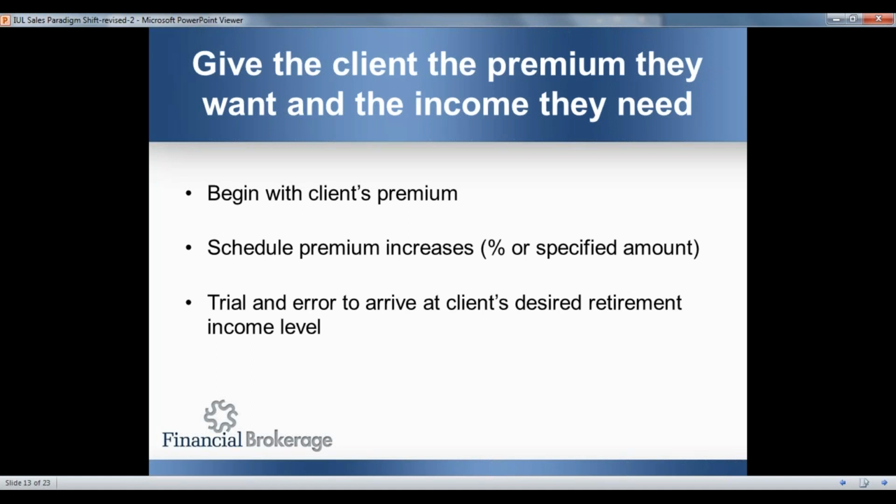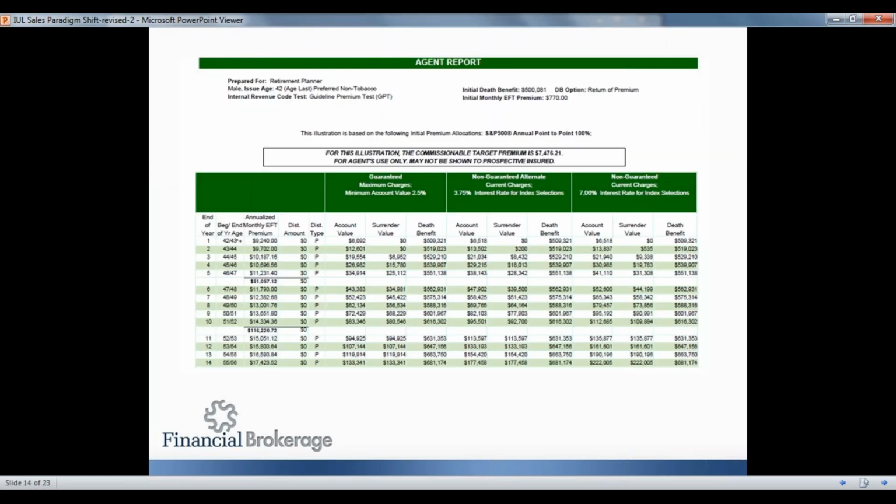And once again, we have to use trial and error, and maybe that's why most folks don't use this method, because it takes a little bit longer to arrive at the right number. I know the print is pretty small on this illustration, but this is exactly what I did. We started off with the $770 a month premium that the client's paying, and in this case, we're increasing it by 5% every year. Now, most people can handle a 5% increase, right?